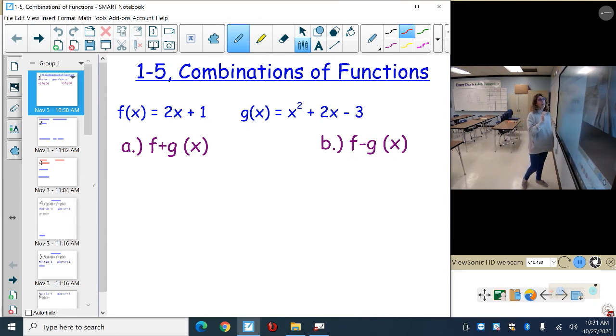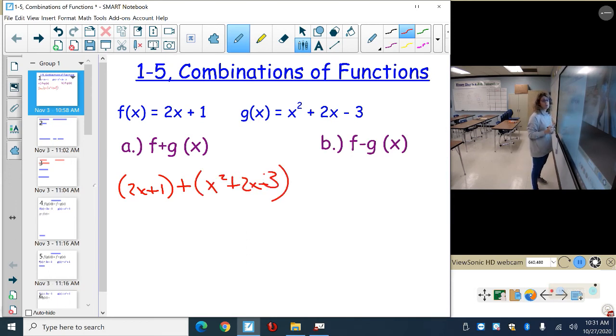So f of x is 2x plus 1, and g of x is x squared plus 2x minus 3. That is the given function. So the first thing I want to do is I want to add those two functions together. So all I'm going to do is I'm literally going to take f, which is 2x plus 1, and I'm putting that in parentheses, and then I'm going to put the next function, which is g, and I'm going to put that in parentheses too, and we're going to add those together.